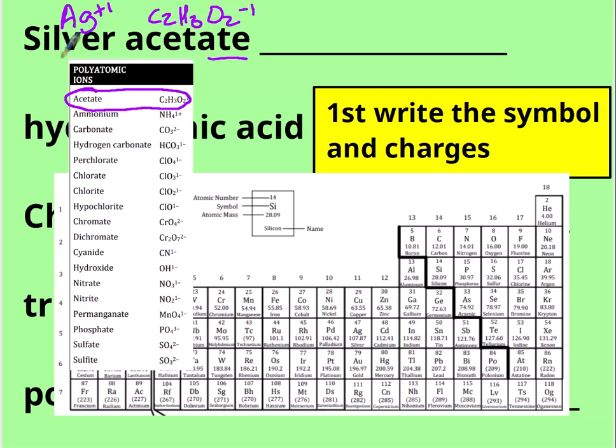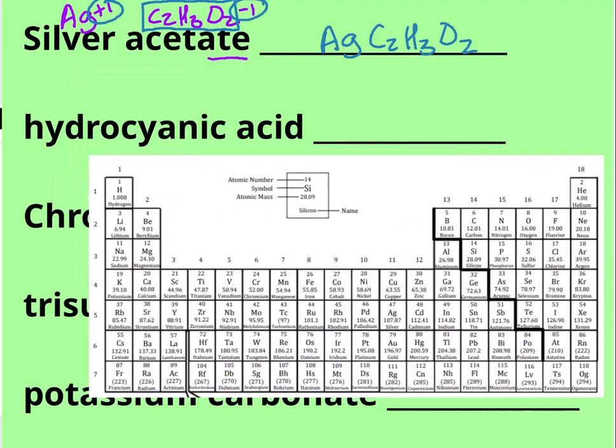So acetate is C2H3O2 -1. We cannot change any of the numbers in acetate. So the C2H3O2 is all locked. The only thing that we're crossing is our +1 and our -1. In order for them to cancel out to 0, we would need one of each of them, because +1 and -1 already add up to 0. So we get AgC2H3O2.